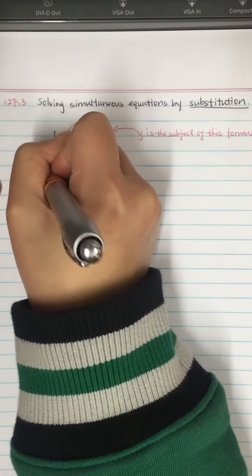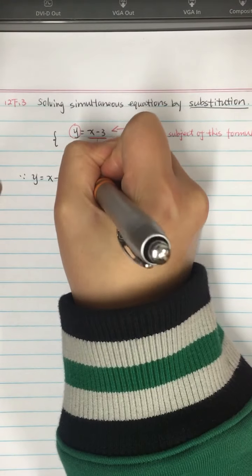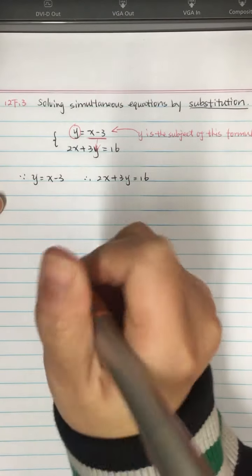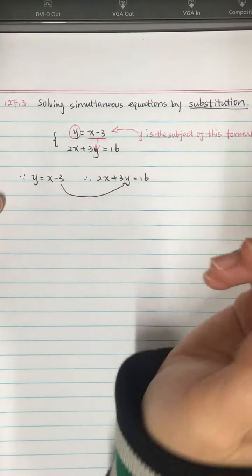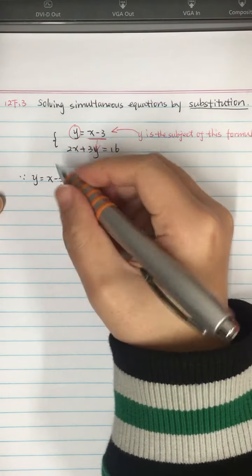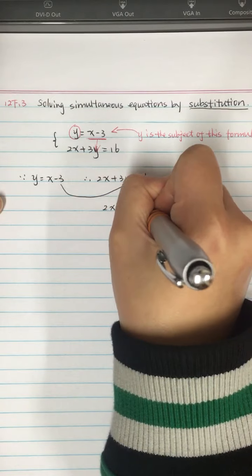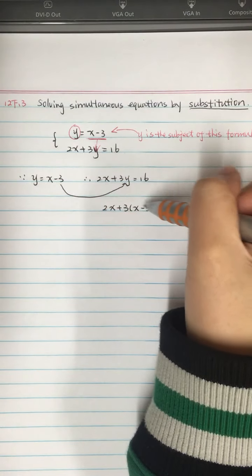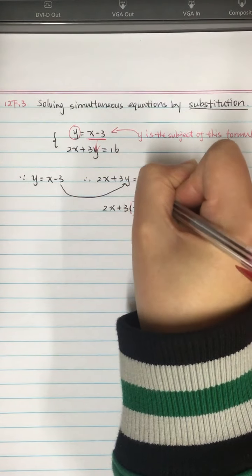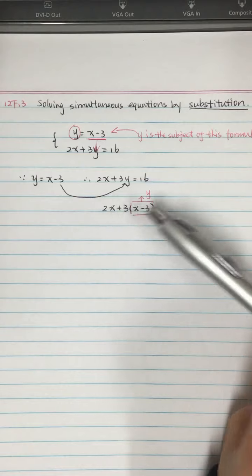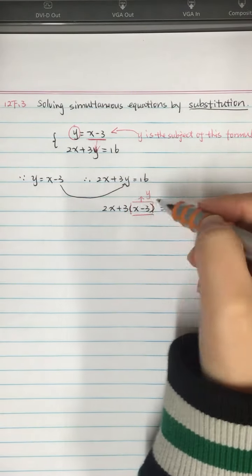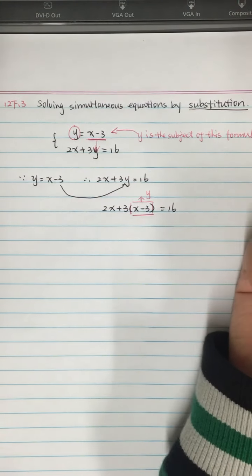Because y equals x take 3, then 2x plus 3y equals 16, and you substitute that into here, where you have 2x plus 3, because that's y, and y equals x take 3. You need a bracket around that, because the whole thing inside the bracket represents your y. You can't go without the bracket, and that equals 16. So now we have only one variable in this equation, and we can solve it.